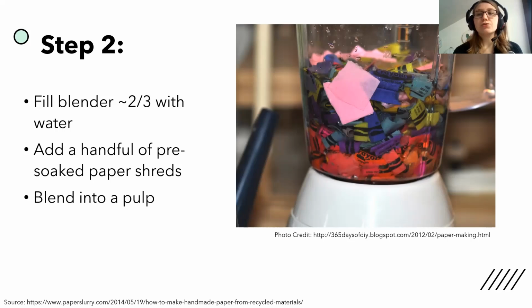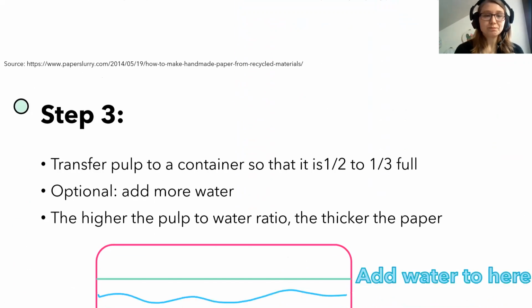So it's recommended that you use the pulse option for this. And you don't want to over blend it because the fibers in there, if you have bigger pieces, it'll add to the texture and aesthetic of your paper. So I guess that's more of a personal preference kind of thing.